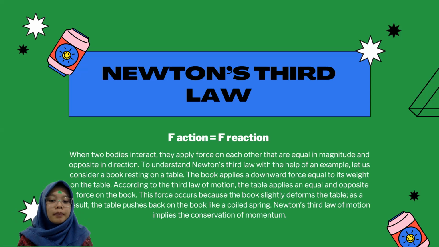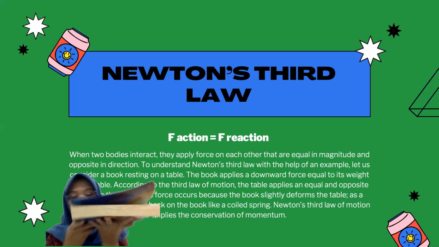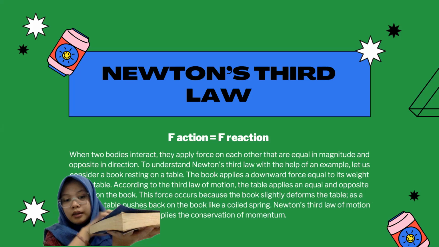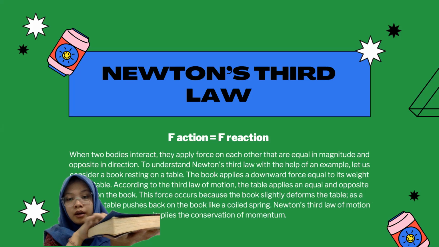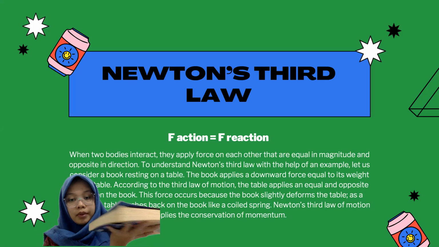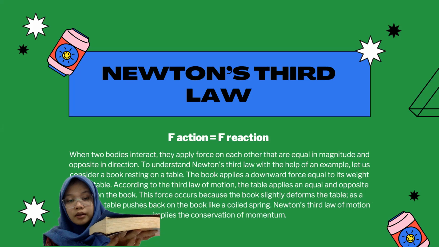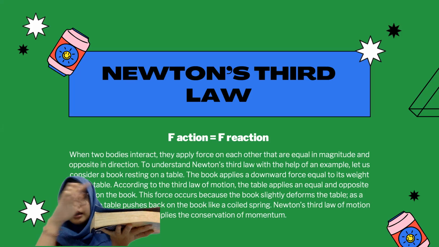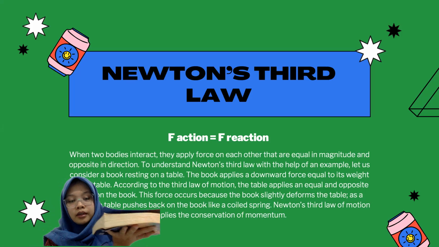Newton's laws of motion imply the conservation of momentum. Here, let's say my hand is stable. The book has a force downward on the table, and the table has a force equal and opposite on the book. So there is F action, and the table's is F reaction.